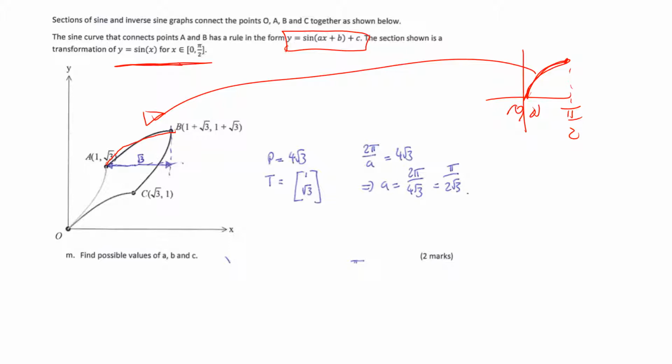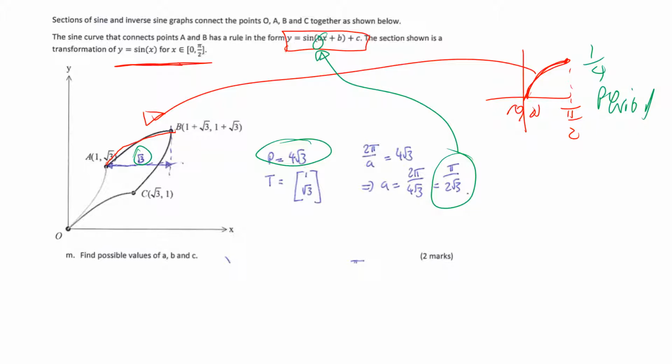Okay, so first things first, we could think about the stretch involved to go from A to B. So this is obviously a quarter of a period, and so the stretch from x equals 1 to x equals 1 plus root 3 covers a length of root 3, so hence the period of this function is equal to 4 root 3. So again, we can calculate, what must be the coefficient of x? It must be 2 pi divided by 4 root 3. It must be pi on 2 root 3. So that gives us immediate access to our A value up there.